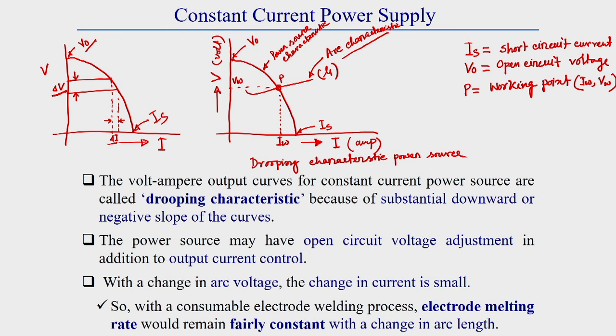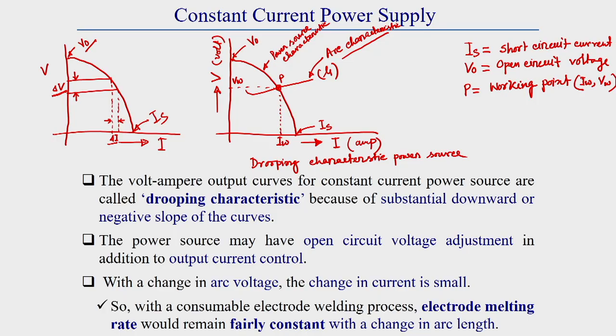What we can observe from here, because if other things are constant, a change of voltage means a change of arc length. So if the arc length changes, or due to this the voltage changes, then as the current change is very small, that means the current change is marginal, that is why the power generally remains almost constant if some arc length change or voltage change occurs.